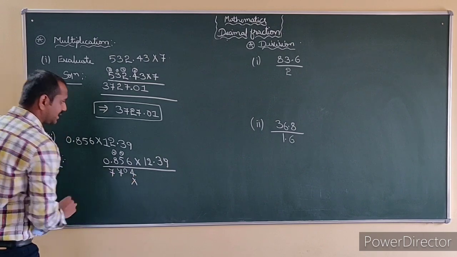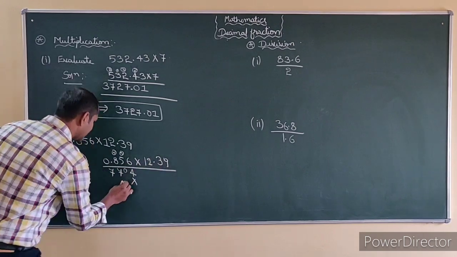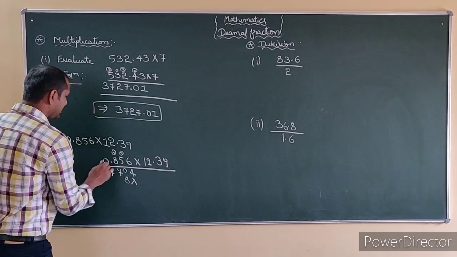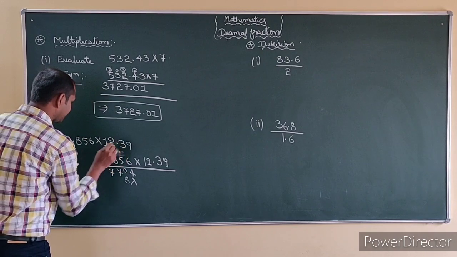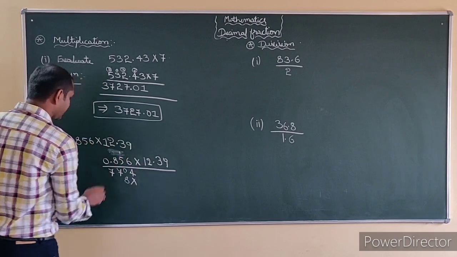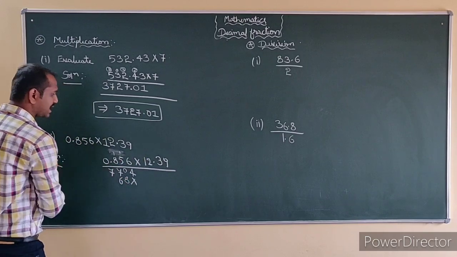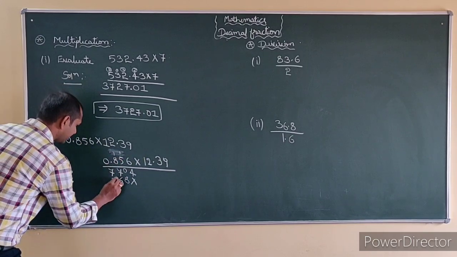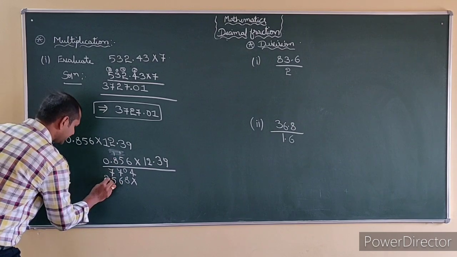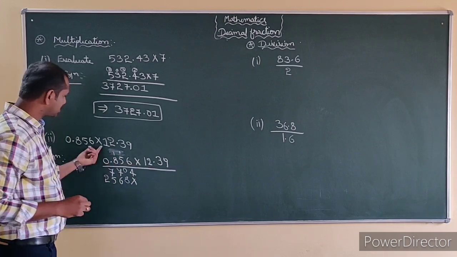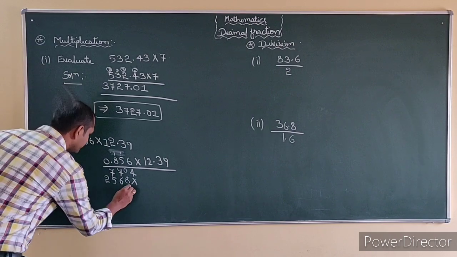Yes, right. Next, 6 3s are 18. 8, 1 carry. Again 5 3s are 15, 1, 16. 6, carry 1. 8 3s are 24 plus 1, 25. 5 here, right? 25 direct. The reason is 3 0s are 0, whatever the carry I have taken, I have written.